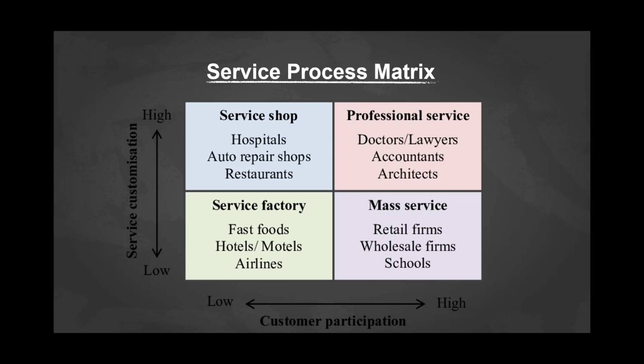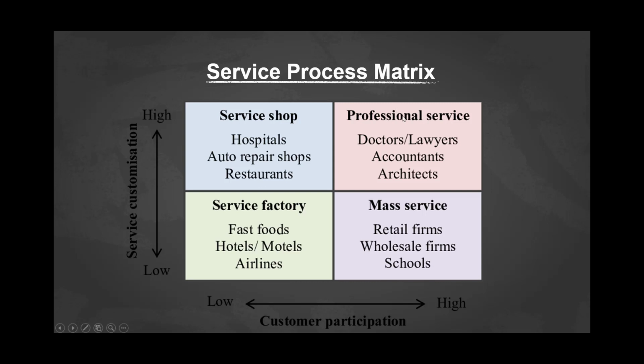The lower right quadrant contains a firm with a high degree of labor intensity but a low degree of interaction and customization. This quadrant is labeled mass service. Mass service providers include retail firms, wholesale firms, schools, etc.